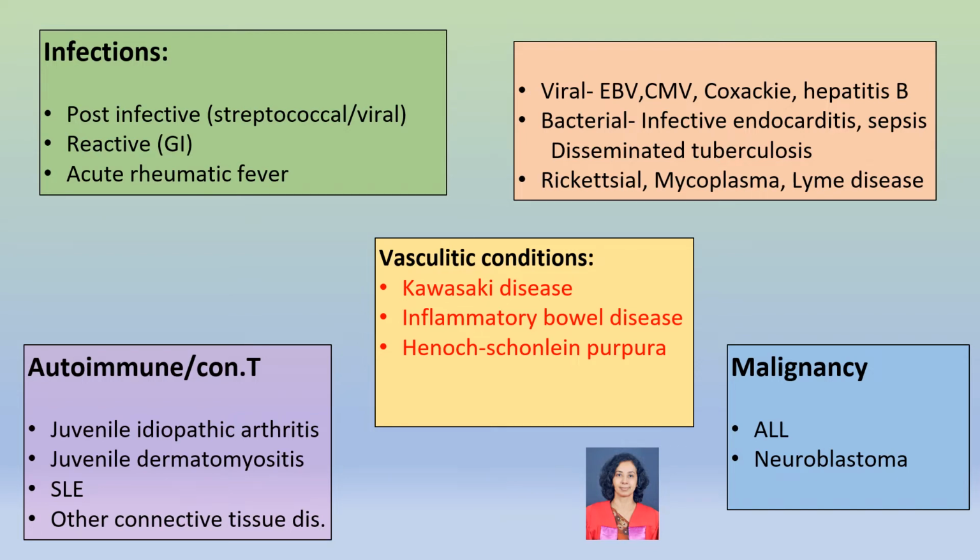Would you consider a malignancy in this child? You all know certain malignancies in childhood like acute lymphoblastic leukemia, lymphomas, and neuroblastomas may also present with joint involvement at this stage. So you will have to have a thorough clinical evaluation to rule out malignancies in a child who presents with multiple joint involvement.